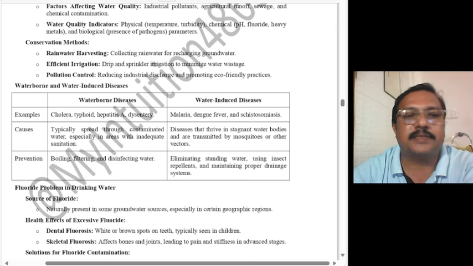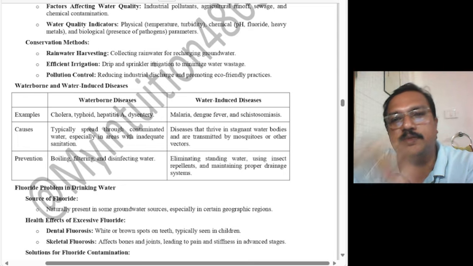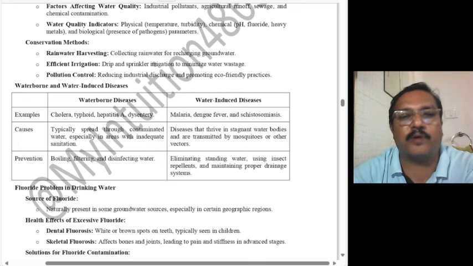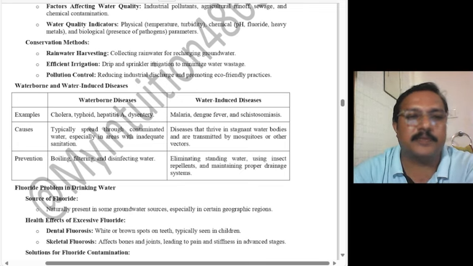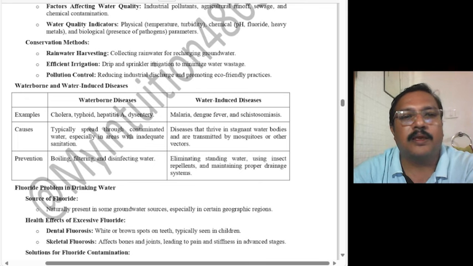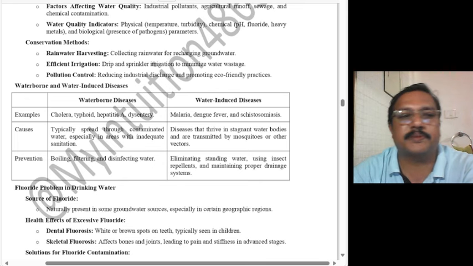Then efficient irrigation in farming, we can use methods like drip irrigation. Drip irrigation means the water droplets are fallen, not thrown water as such. So the required amount of water drops are reaching the roots of the plants, or by using sprinklers, it will sprinkle water. That's called sprinkler irrigation, which is an effective use of water on the farm. This minimizes the wastage of water by delivering water directly to the roots of the plants.